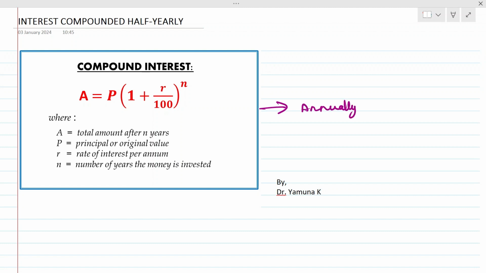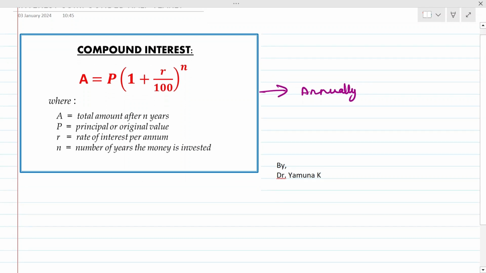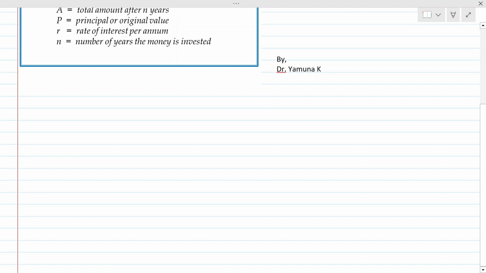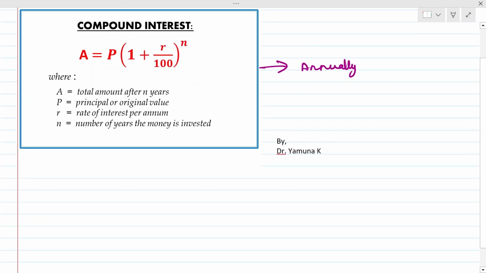When the compound interest is calculated annually, we use this formula, and when the compound interest is calculated half yearly, we will do a small change in the formula. We will be using the same thing, but there will be a small change. I will keep this also visible. Compounded half yearly means every year has 2 half years. That is, 6 months makes 1 half year. So the time period 1 year is 2 half years.